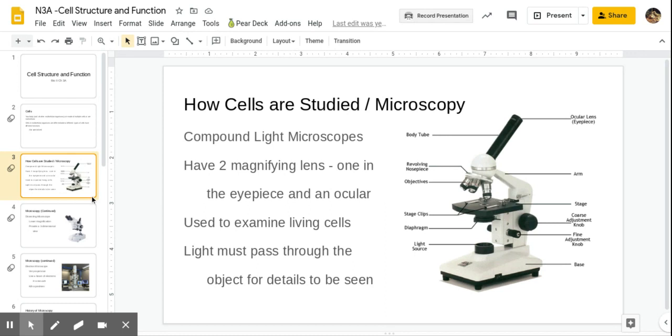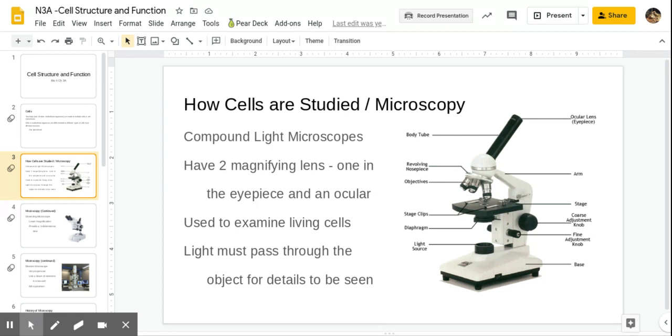Okay, how we study cells is one of three ways. Generally in class, we'll use what are called compound light microscopes. Compound meaning that it has more than one magnifying lens. In this case, they have a lens in the eyepiece and also in the objectives down here. And the nice thing about the compound light microscope is that we can use them to examine living cells.